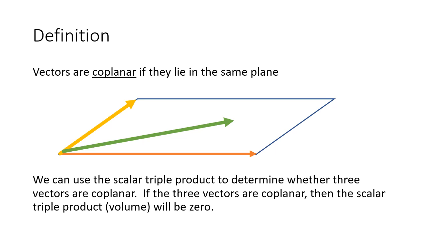Another definition: we say vectors are coplanar if they all lie in the same plane. And the nice part is we can actually use the scalar triple product to determine whether these 3 vectors are coplanar. If the 3 vectors are coplanar, then the scalar triple product has got to be 0, because that scalar triple product is my volume. So if I end up with 0 for my volume, clearly they must be coplanar, because there is no height. It's just a parallelogram.